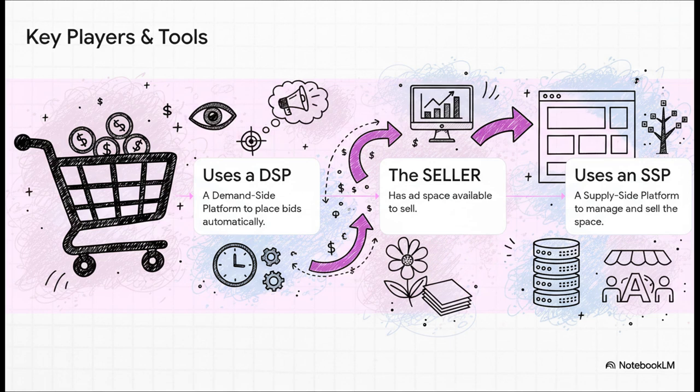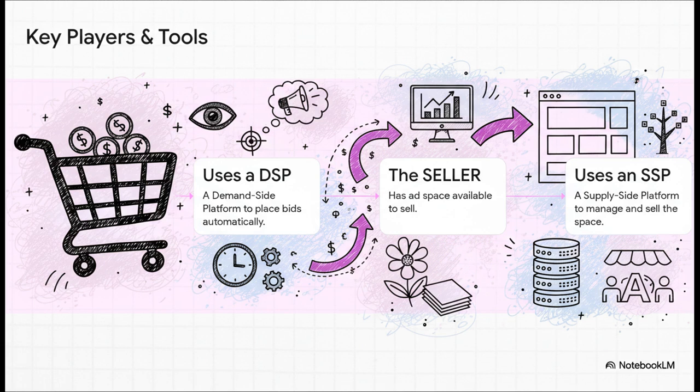First, you've got the buyer. That's the advertiser. They use a special tool called a demand-side platform, or a DSP, to manage their campaigns and bid on ad space automatically. Then, on the other side, you have the seller. That's the website or publisher. They use what's called a supply-side platform, or an SSP, to manage all their ad space and put it up for auction. These two platforms, the DSP and the SSP, are the software that talk to each other to make the whole thing happen.